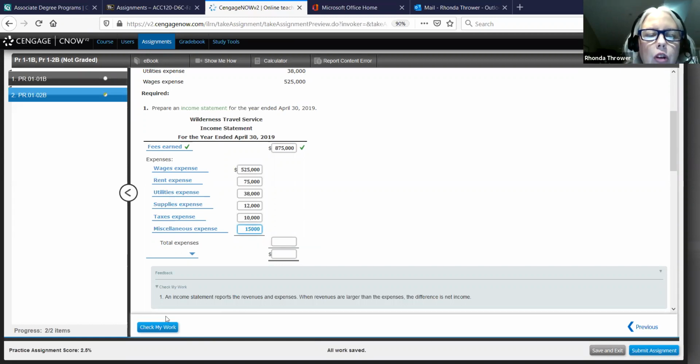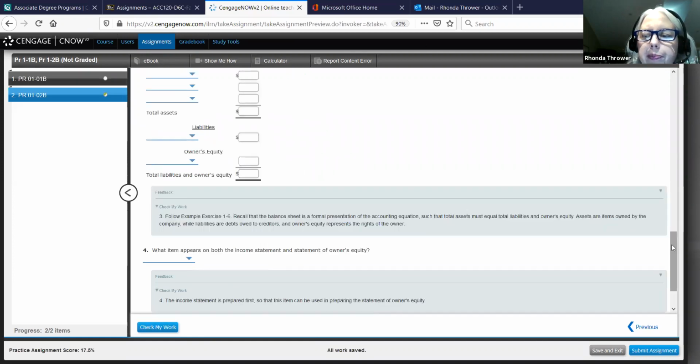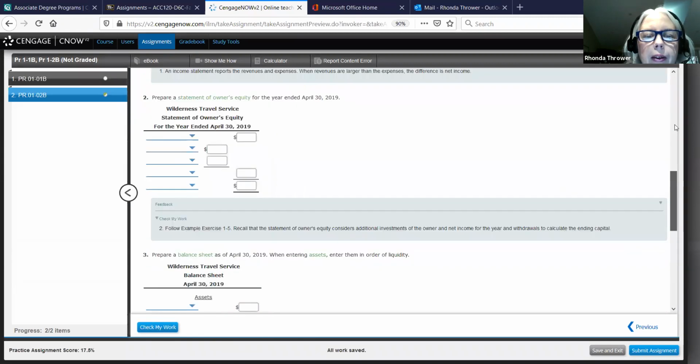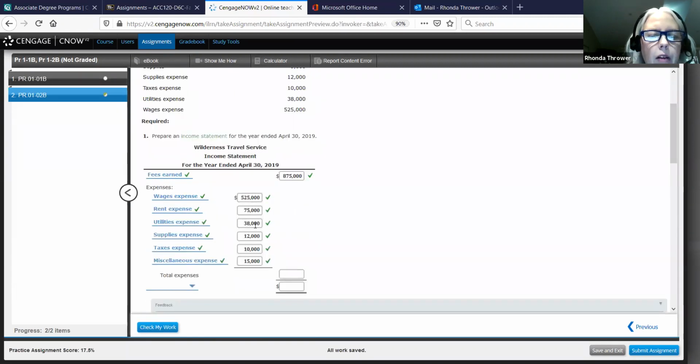And I'm going to check my work just to make sure I've put everything in correct. And so far, I've written in everything correct. And notice that your expenses go in order from highest down to lowest, with the exception of miscellaneous expense, which is always reported as the last account.